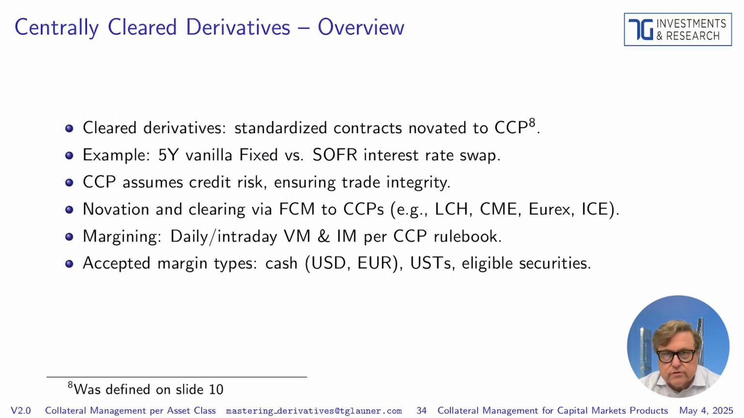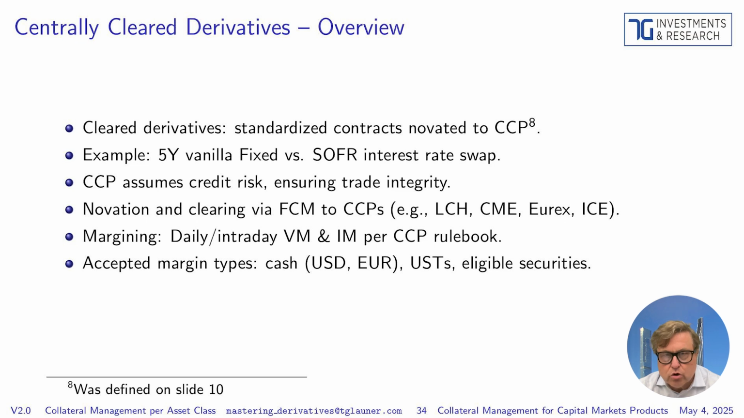Centrally cleared derivatives are standardized contracts that are transferred to a central counterparty, CCP. An example of such a derivative is a 5-year vanilla fixed versus SOFR interest rate swap executed between two US financial institutions. In this setup, the CCP takes on the credit risk, which helps ensure the integrity of the trade. The process involves novation and clearing through a futures commission merchant, FCM, to various CCPs like LCH, CME, Eurex, or ICE.